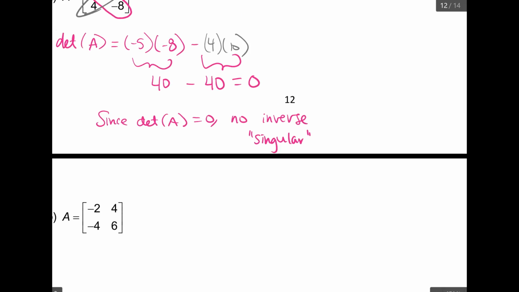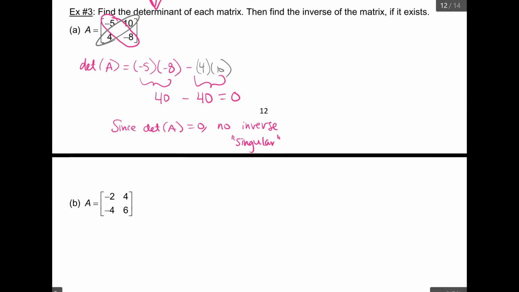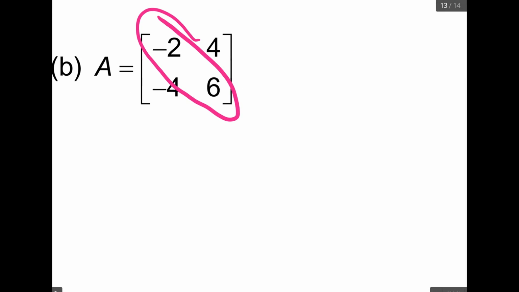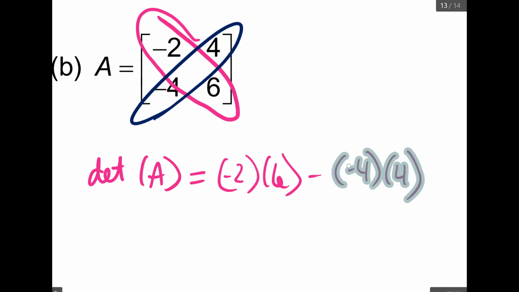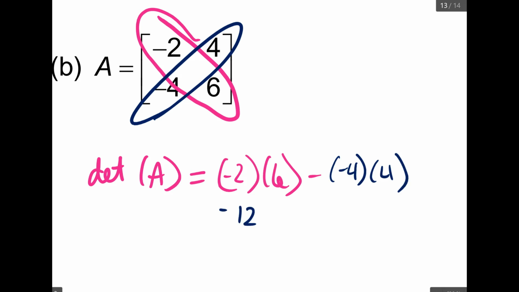All right. So let's do the other example. I'm going to take the top left, bottom right, multiply. So the determinant of A is going to be negative 2 times 6 minus negative 4 times 4. Okay, simplify this out. I have negative 12 minus negative 16, so aka plus 16. So the determinant is going to be 4.